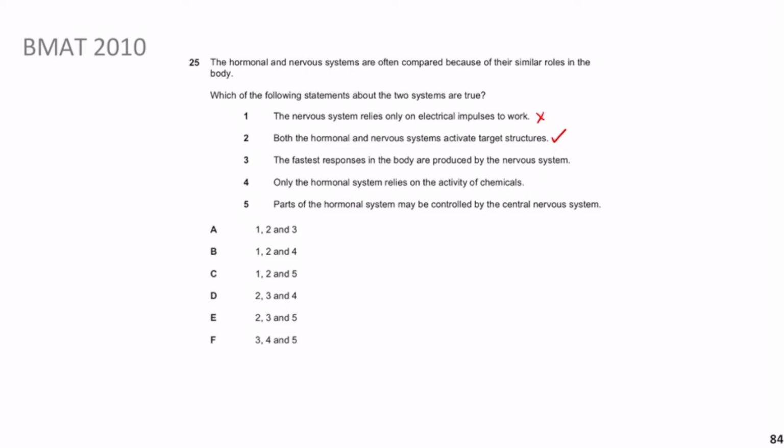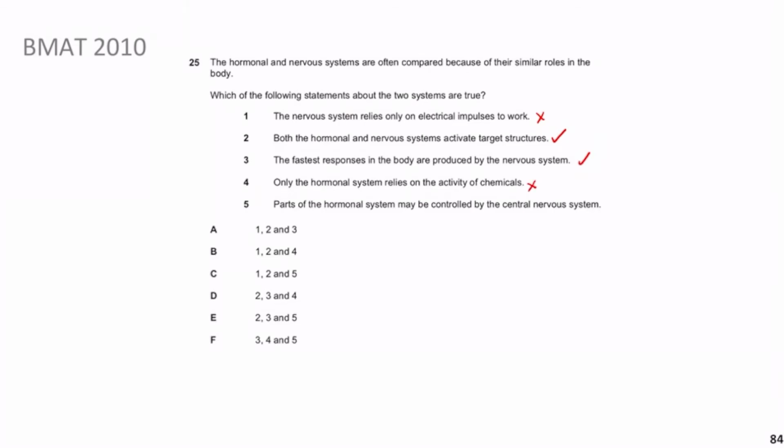And then the next one says the fastest responses in the body are produced by the nervous system. Yeah, this is true, guys. Remember, with the nervous system, electrical impulses travel extremely rapidly, on the order of milliseconds. Whereas with the hormonal response, you have to release the hormone. It then has to travel in the blood. It has to go to its target organ, meet its receptor, and then do its thing, right? So this is true. And it says only the hormonal system relies on the activity of chemicals. We already just excluded that from 1, so this has to be false.